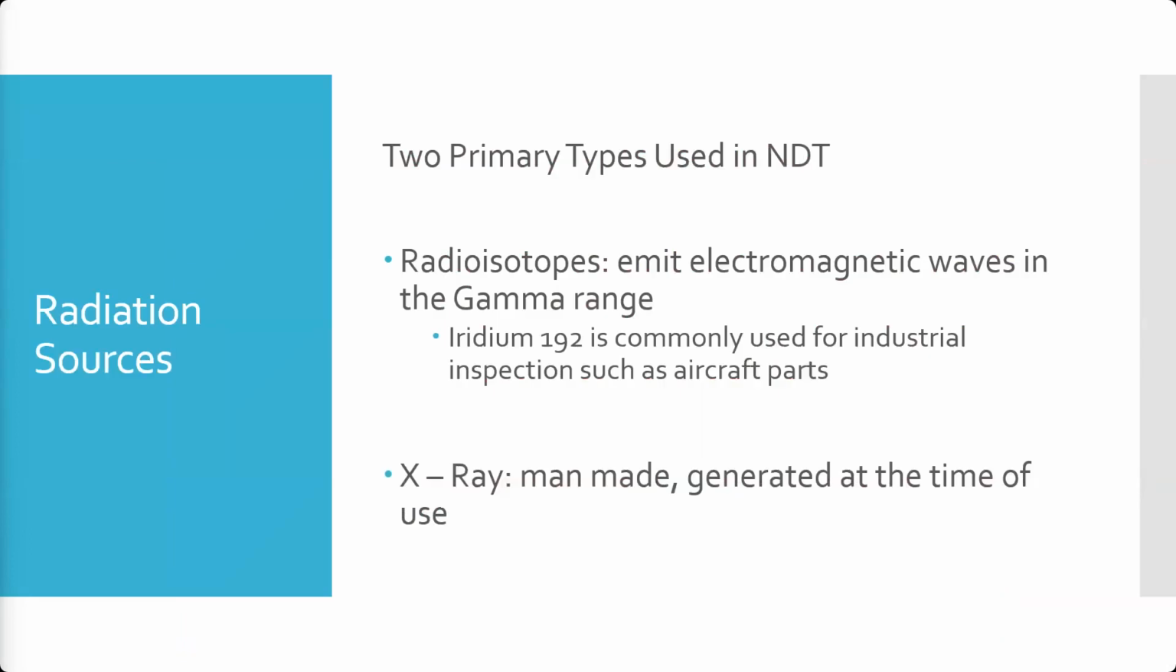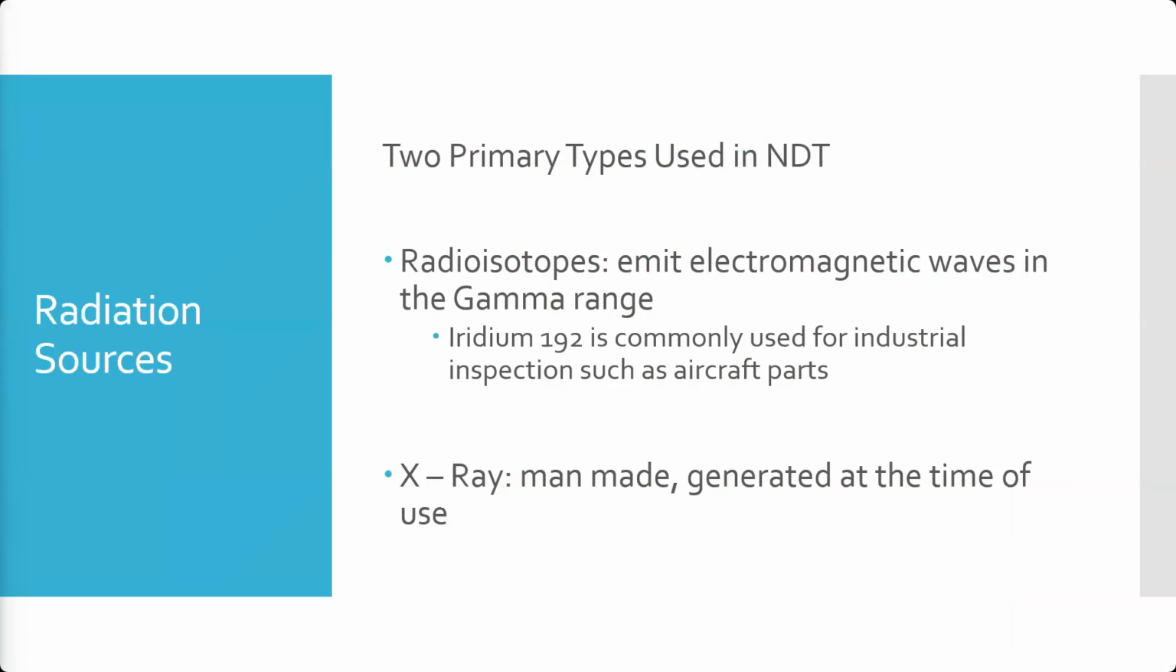So again, as I alluded to at the beginning, we have two primary types of radiation sources used in NDT. The first one being radioisotopes, which typically emit in the gamma range. Now there is neutron radiography as well, so there are some radiation sources that emit neutrons rather than gamma waves. Some common ones we'll look at some more, but iridium-192 is often used in aviation.